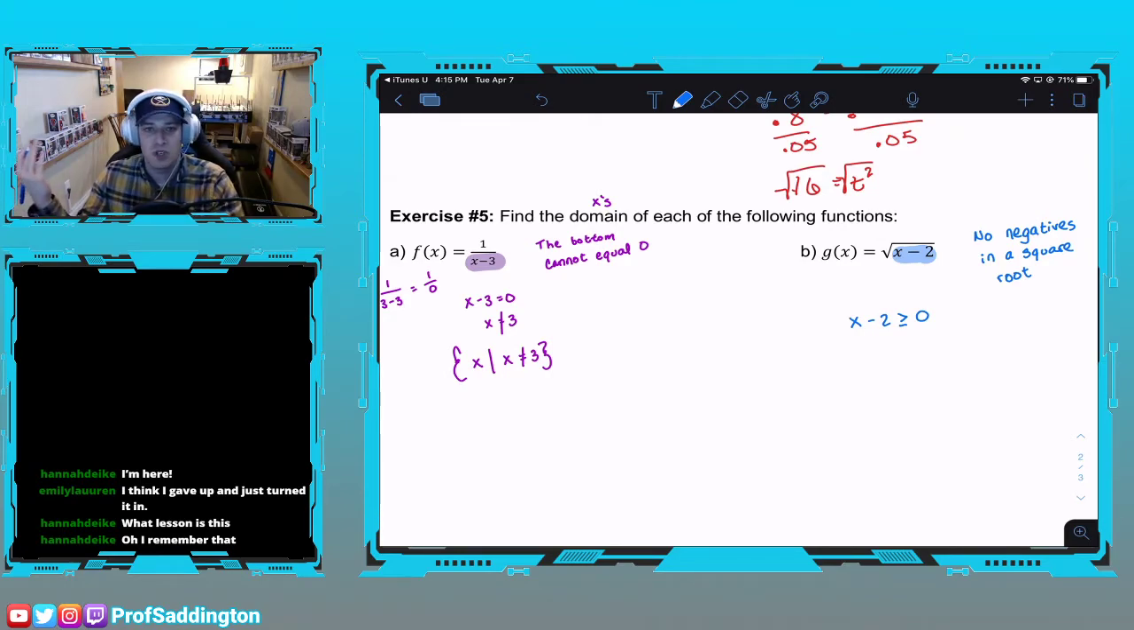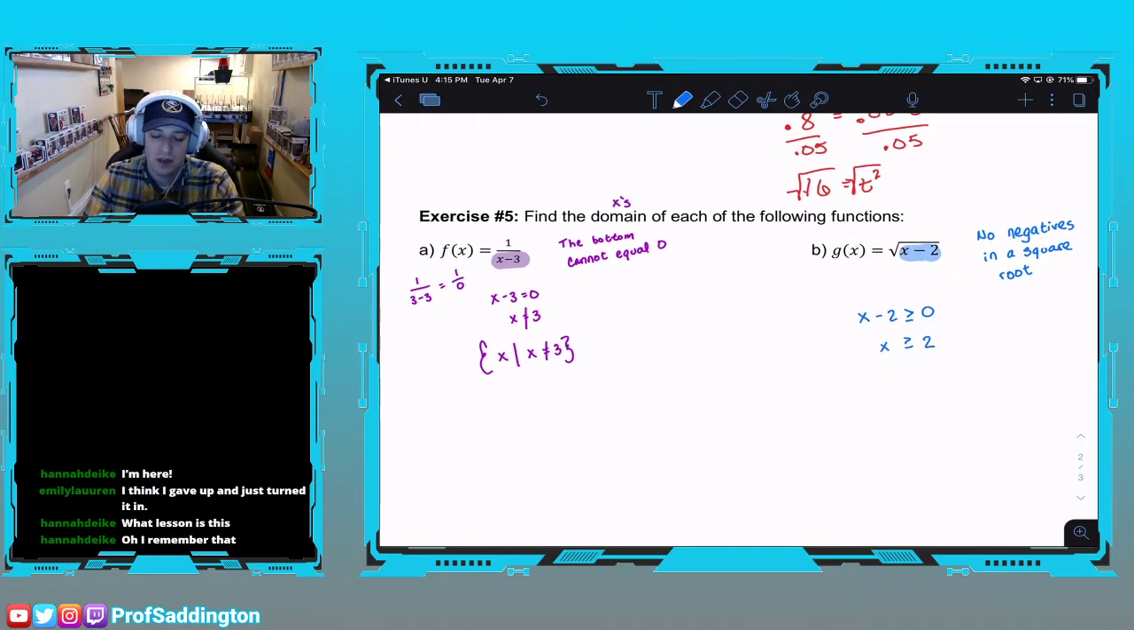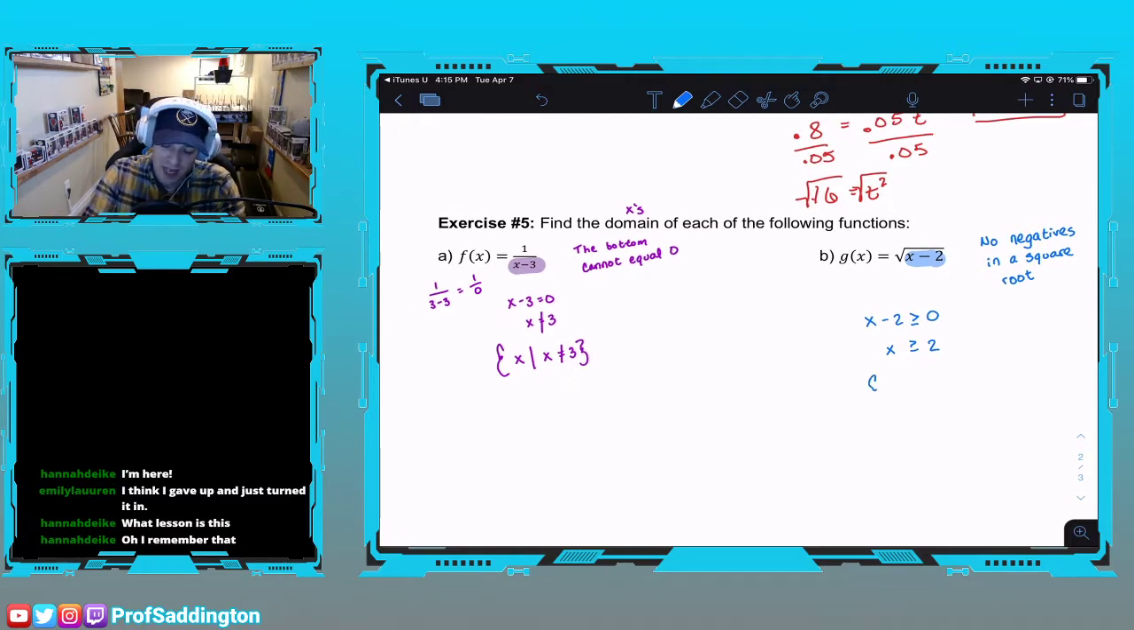From here, you're just solving it like we did over on the left side. Now you're just getting x all by itself, and you'll have x is greater than or equal to 2. So again, if we were to write it in the curly bracket form, it's going to look just like the left side. So I'll do my little squiggly bracket. I'm going to put in my x, except x has to be greater than or equal to 2.